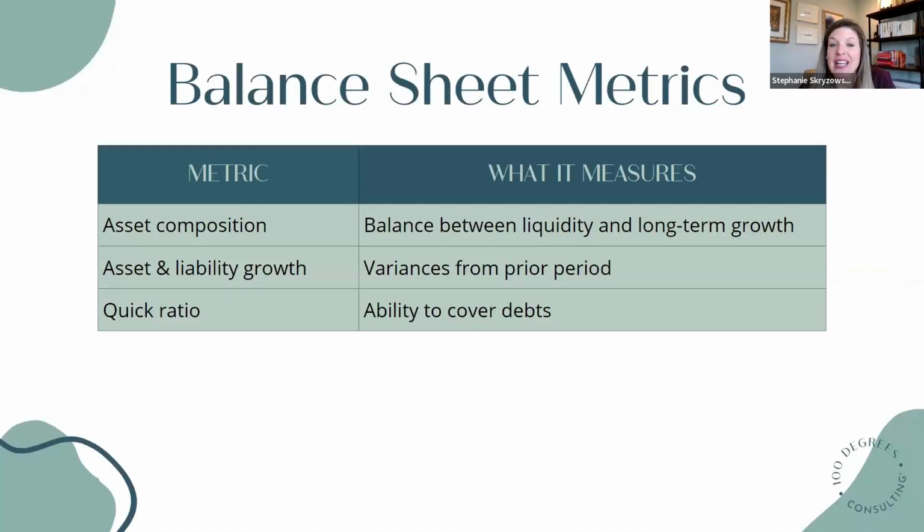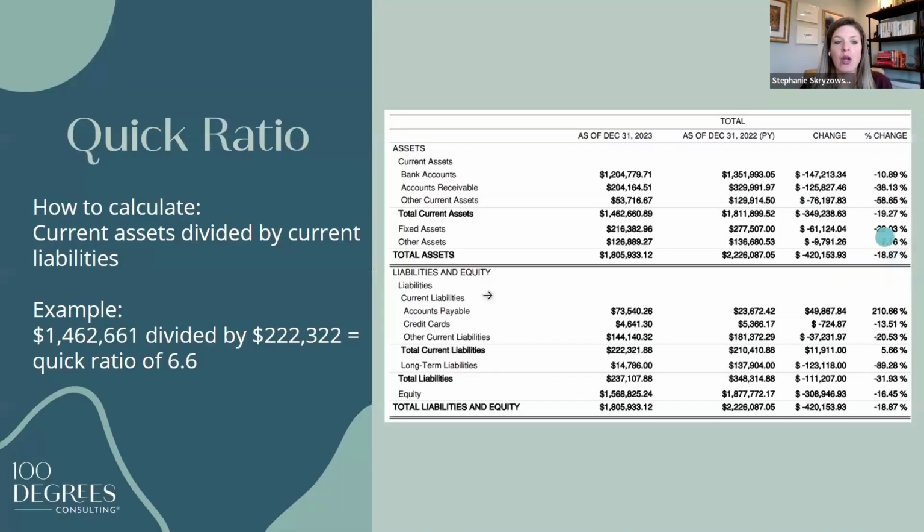The third balance sheet metric is the quick ratio. This is a finance accounting term, but this is really just measuring our ability to cover our debts. And so we want to make sure that we always have more assets than liabilities, right? We want to make sure that we have more of what we own than what we owe. And so in this case, the quick ratio takes our current assets. So under here, you see our bank accounts, our accounts receivable, that makes up our current assets, divided by our current liabilities.